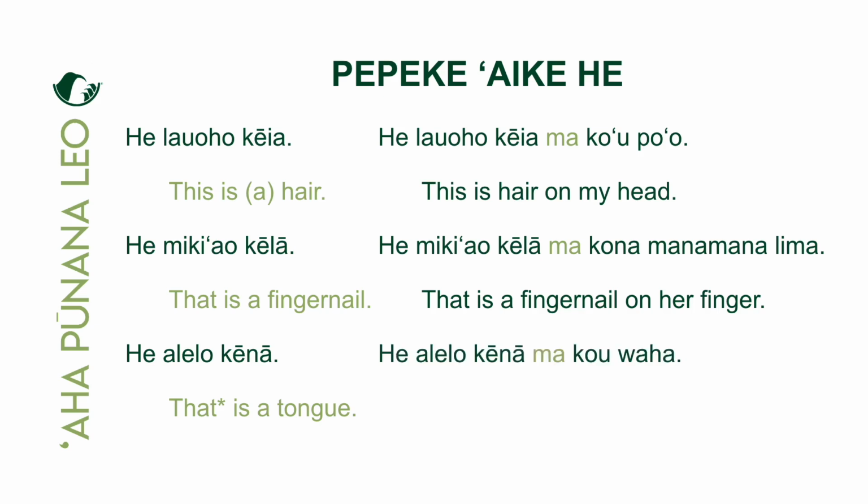Alaila, he ʻalelo ke nā ma kou waha. E ho'opili mai. He ʻalelo ke nā ma kou waha. Right? That is a tongue ma kou waha. In your mouth. That is a tongue in your mouth. He ʻalelo ke nā ma kou waha.